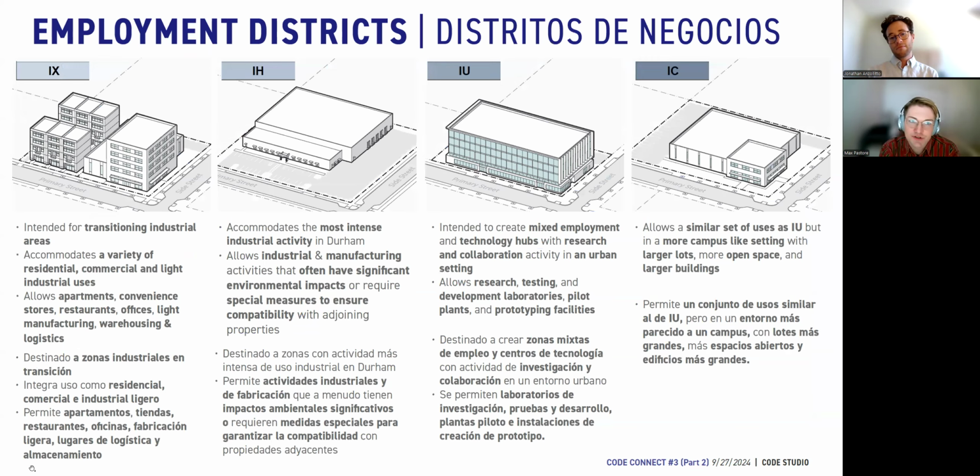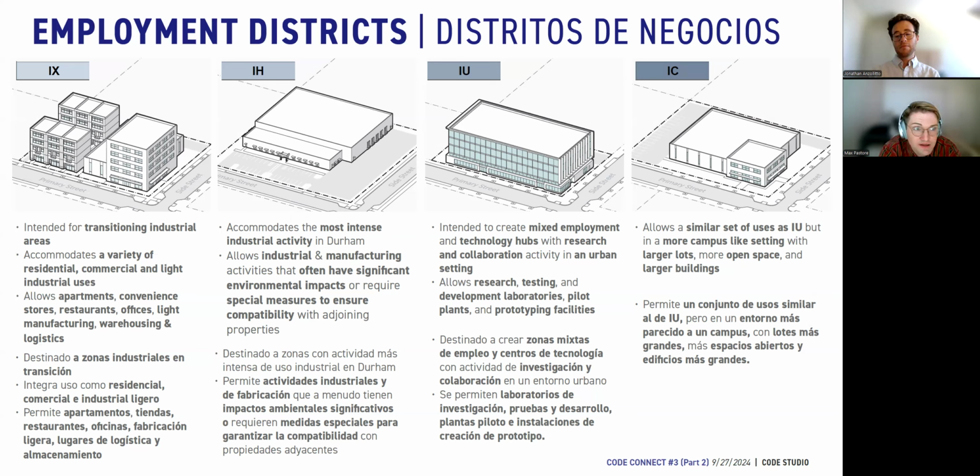And so the next set of districts are what we're calling our employment districts. And they include 4: IX, IH, IU, and IC. And one thing to note about all of these districts is that IX has not been mapped yet. So if you look at a draft of our zoning map, you will not see IX located anywhere. And that's because we really want to have some deeper discussions with the community to understand where this might make sense, but really want to still introduce the district as a concept to see if it does make sense to implement in Durham and where.